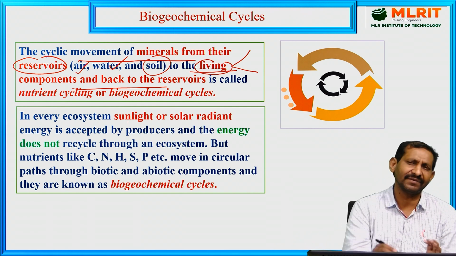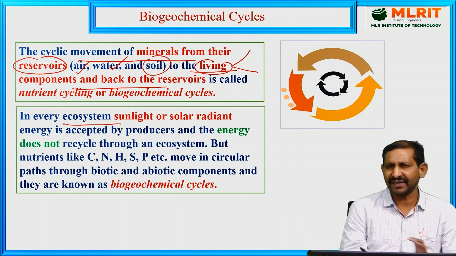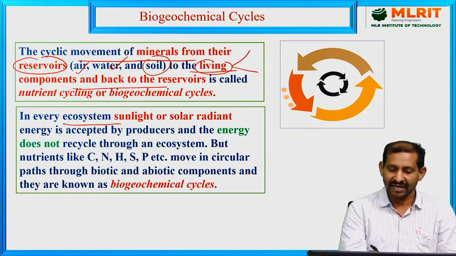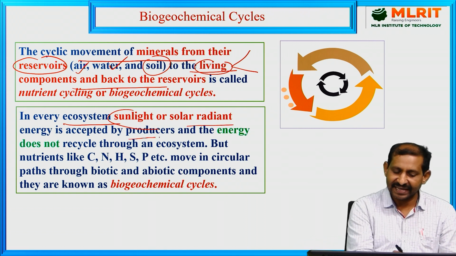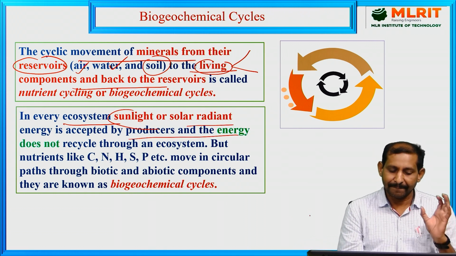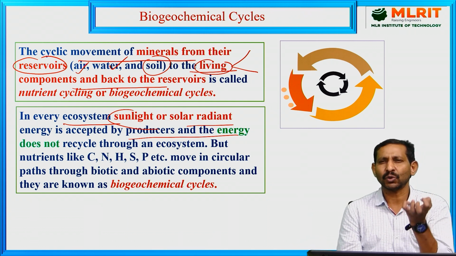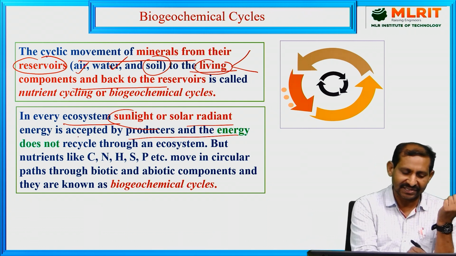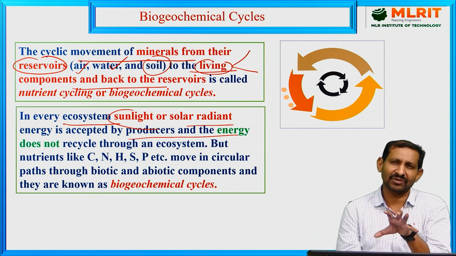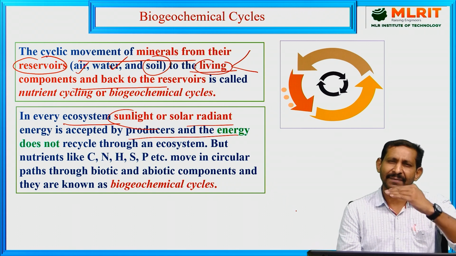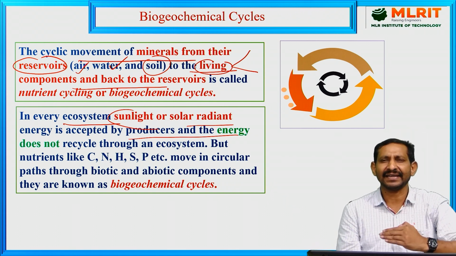Here is another definition. Biogeochemicals means that in every ecosystem, there are different types of ecosystems. In the ecosystem, sunlight or solar radiation, that energy is accepted first by the producers. Producers means plants. Plants take the solar radiation and convert it to energy, which does not cycle through the different ecosystems. For example, in the ecosystem there are primary consumers, secondary consumers and tertiary consumers. Different levels are there.